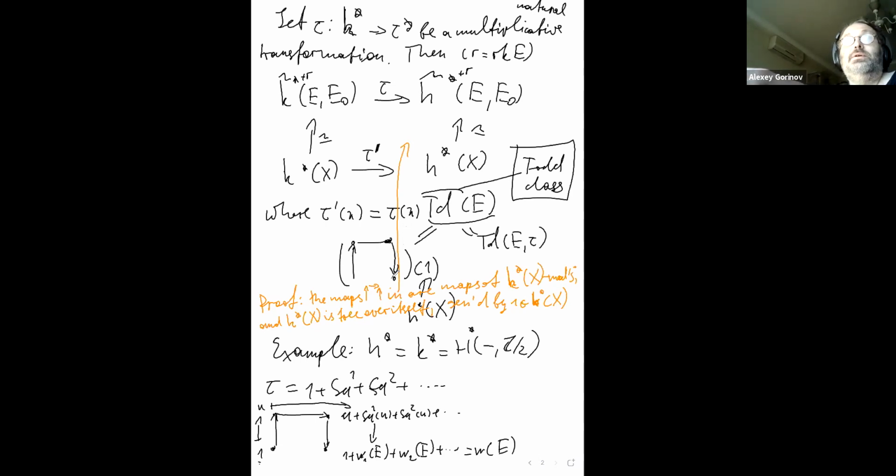If I applied this diagram to this preferred generator, I get the dot class by definition. Now, all other elements, the images of all other elements are recovered by using linearity with respect to k upper star of x. Are there any questions?